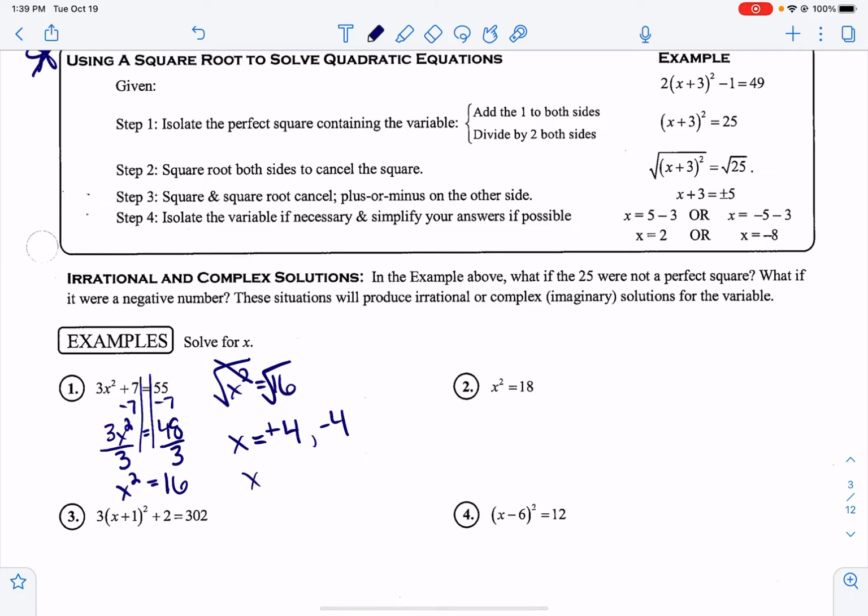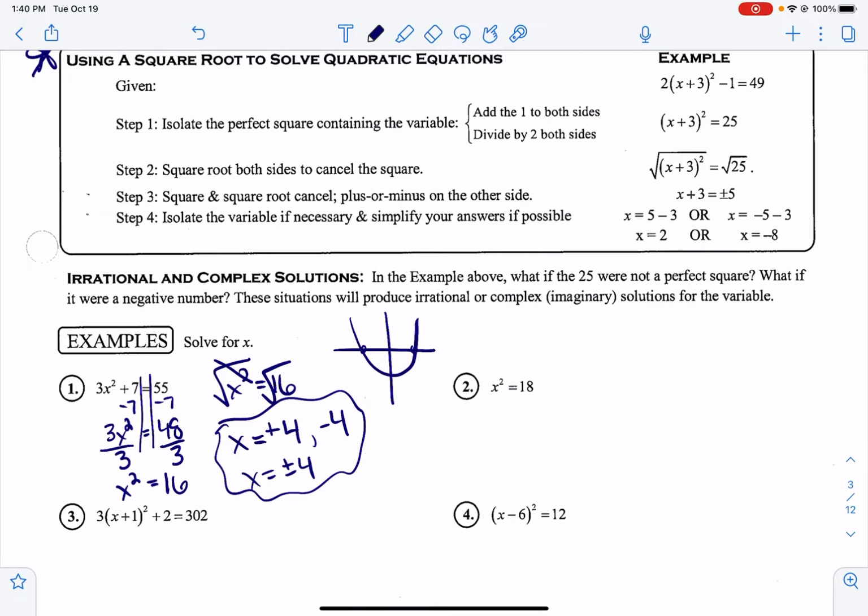So the other way that I could write this is x equals positive and negative 4. I can put the plus or minus. Either of these options work. So what that tells me is my parabola is going to cross at negative 4 and positive 4. So it's going to look something like this. Those are the 2 places that I'm going to cross the x-axis.